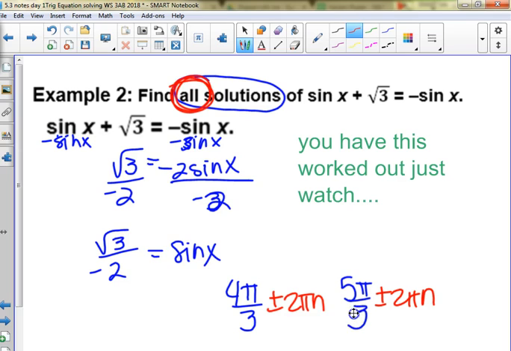Otherwise you just list it. Yep. If it says 0 to 2 pi, you don't need any plus or minus 2 pi's. Or pi's if it's a tangent. Okay. If it's all solutions, then you have to say it's going to repeat. And you really should be writing where n equals any integer, but I'm not going to make you do that.